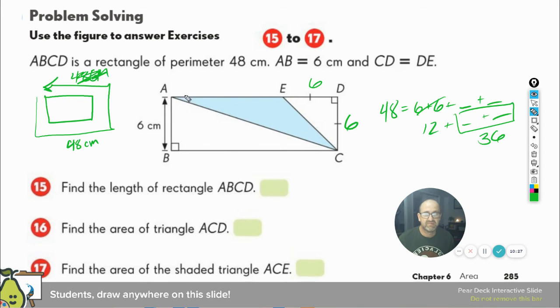If this plus that equals 36, what's the length of each side? That's right, 18. And if this whole side is 18 and this part is 6, guess how much A to E is? I'm just putting it in there. Boom. So length of rectangle ABCD, 18 centimeters.